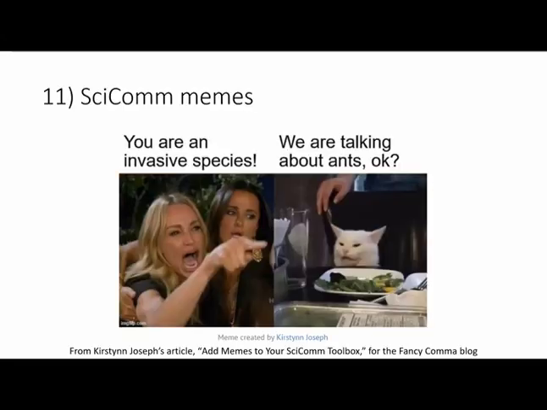The other one is SciComm memes. Obviously, we all know what memes are in this day and age. Kirsten Joseph wrote an article for the Fancy Comma blog about how she uses memes, and this is one of the memes she created. This is one of my favorite memes. It has that cat with a salad, and I don't know why the cat is there, but it's obviously very angry. And then it has the lady that looks like Cameron Diaz and the other lady, and they're yelling at the cat. These are two images superimposed.